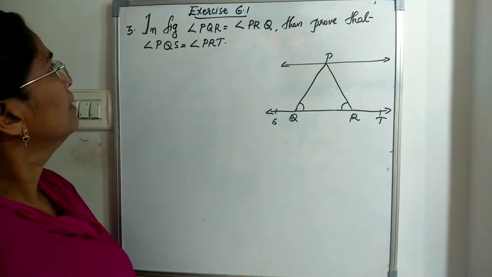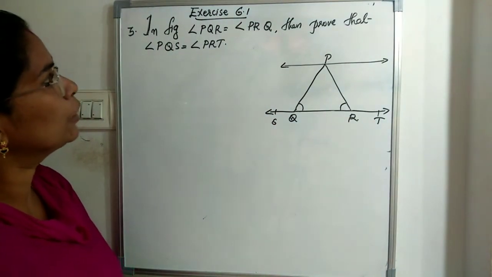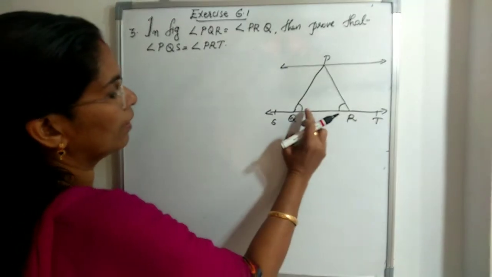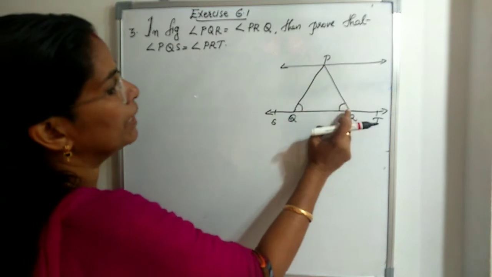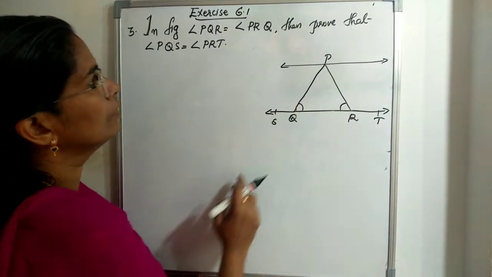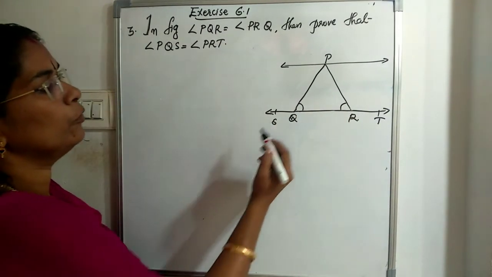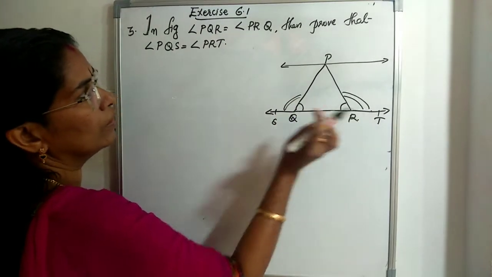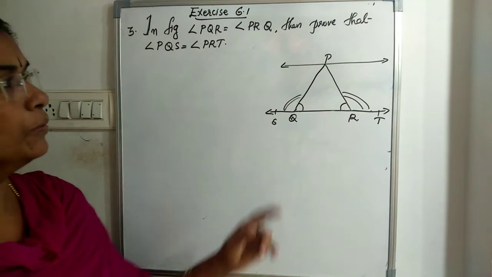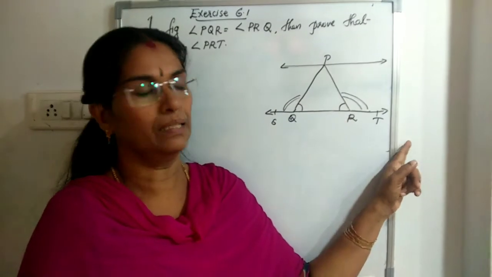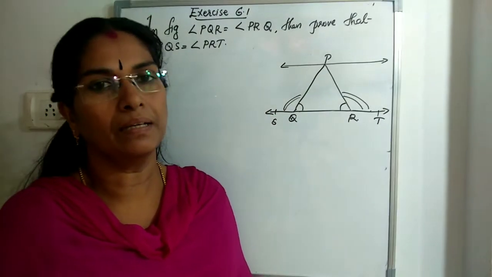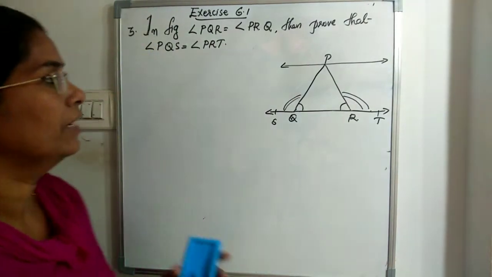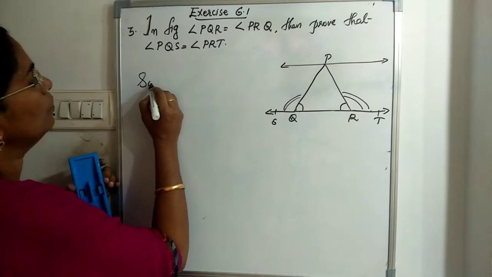That is, in the figure, angle PQR is equal to angle PRQ. Then prove that angle PQS is equal to angle PRT. PQS and PRT, we have to prove these two angles are equal. How can we find its solution? Listen now.